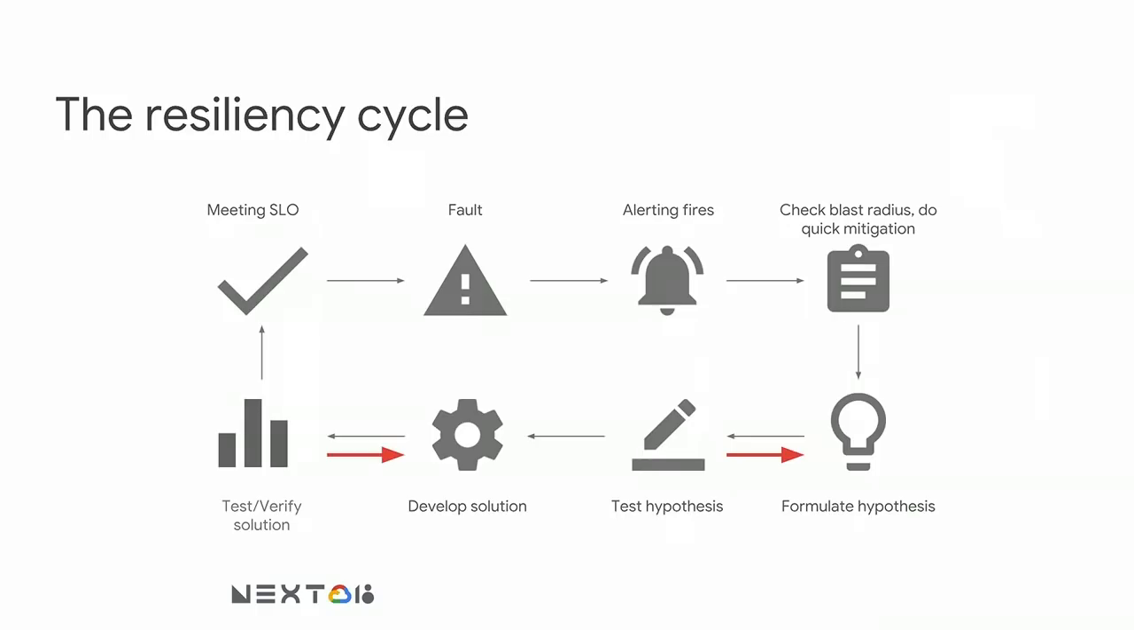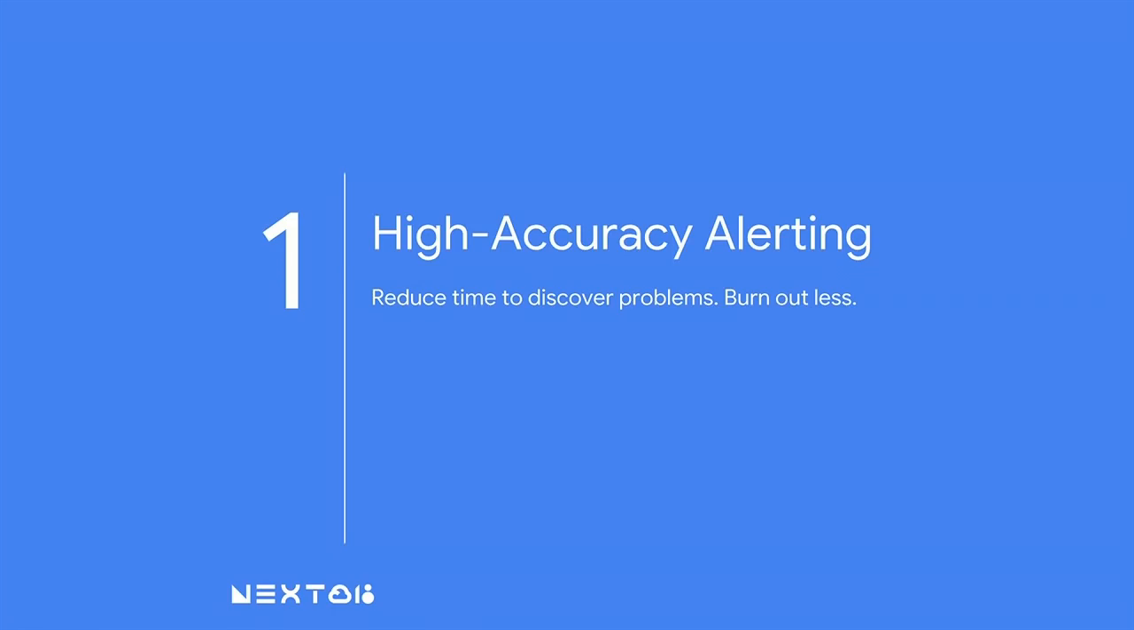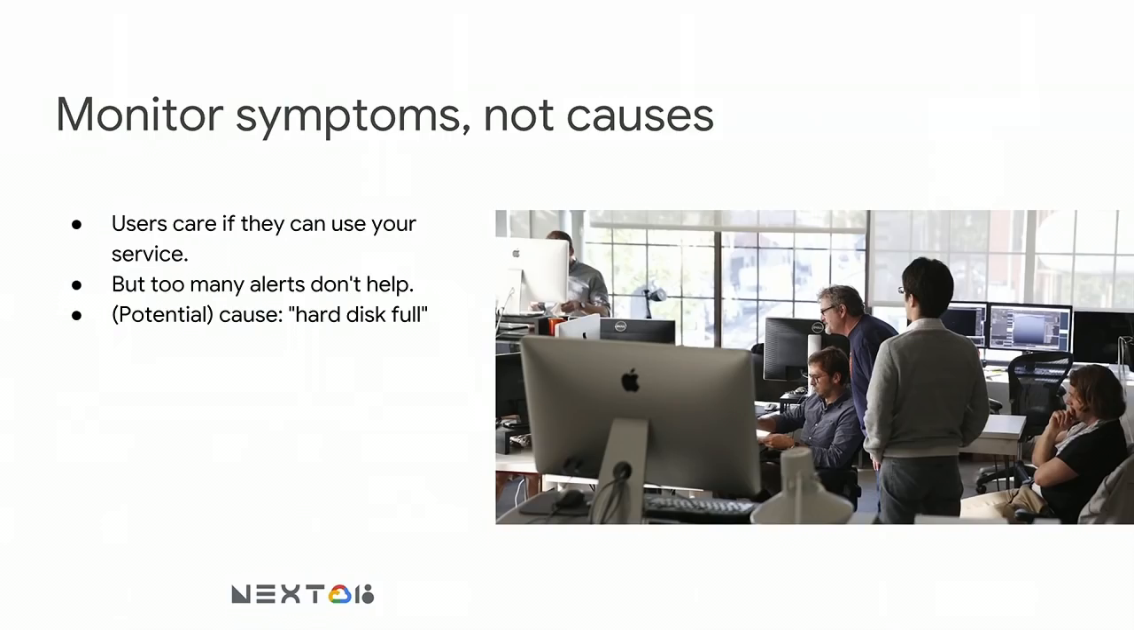So it's really, really important for us to both have high quality alerting to make sure that we find out quickly, but without waking us up too much. And then we need to make sure that we're actually getting to testing and formulating hypotheses relatively quickly. So let's start with the high accuracy alerting bit, right? We want to make sure that we don't burn out, that we're not getting paged 30 times in the middle of the night at 2 a.m. every single day. At the end of the day, what matters is that we have to monitor the symptoms of what our users are actually seeing, and not every potential root cause.